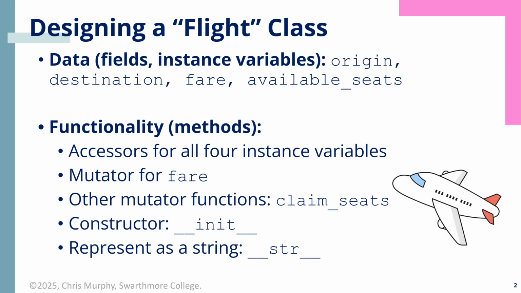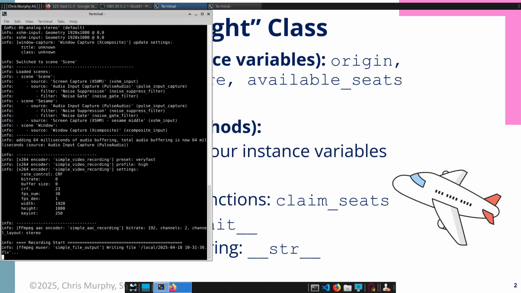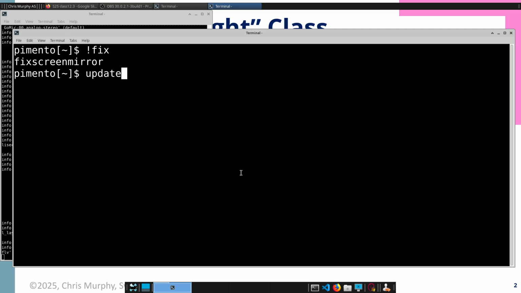I don't know that we'll do all of these things today, but we'll have you write various methods. We want accessors for the variables. We do want to be able to change the fare, so that the price of the flight might change. We also want to be able to change the number of seats that are available, so we'll purchase seats, double seats down, and then a constructor and a represent method, that's a string.